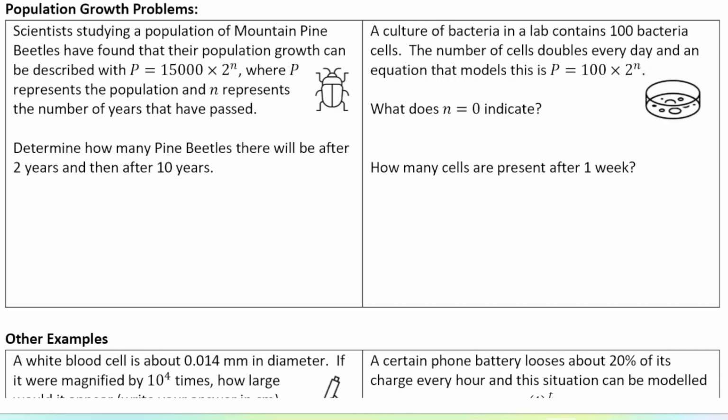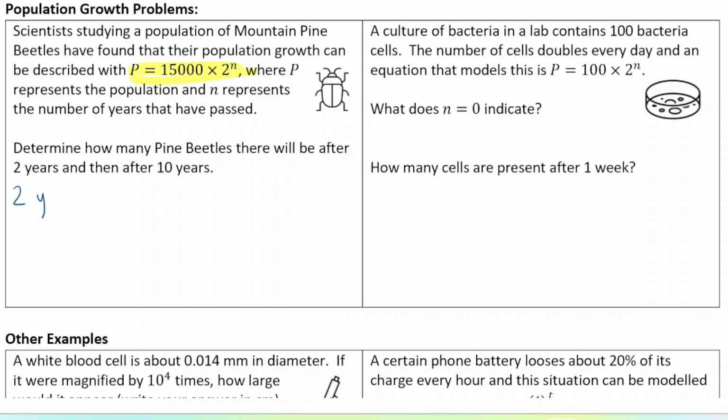So let's read this one. It says, scientists studying the mountain pine beetle have found that their population can be described by this equation. P is the population and n is how many years have passed. Determine how many pine beetles there will be after 2 years and then after 10 years.